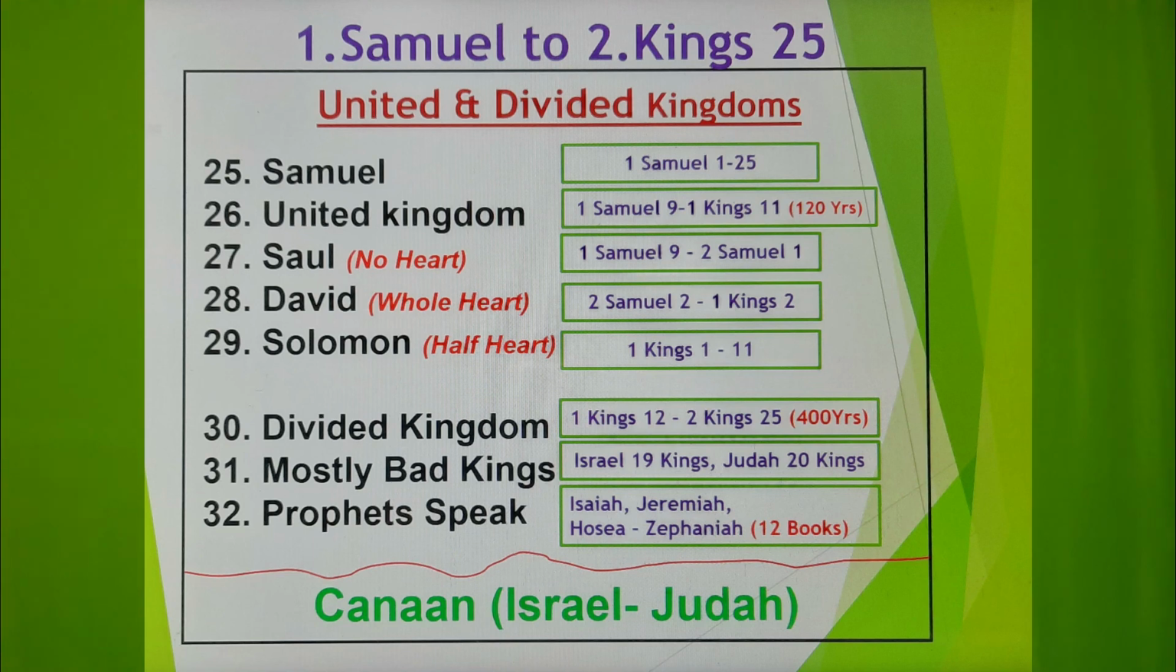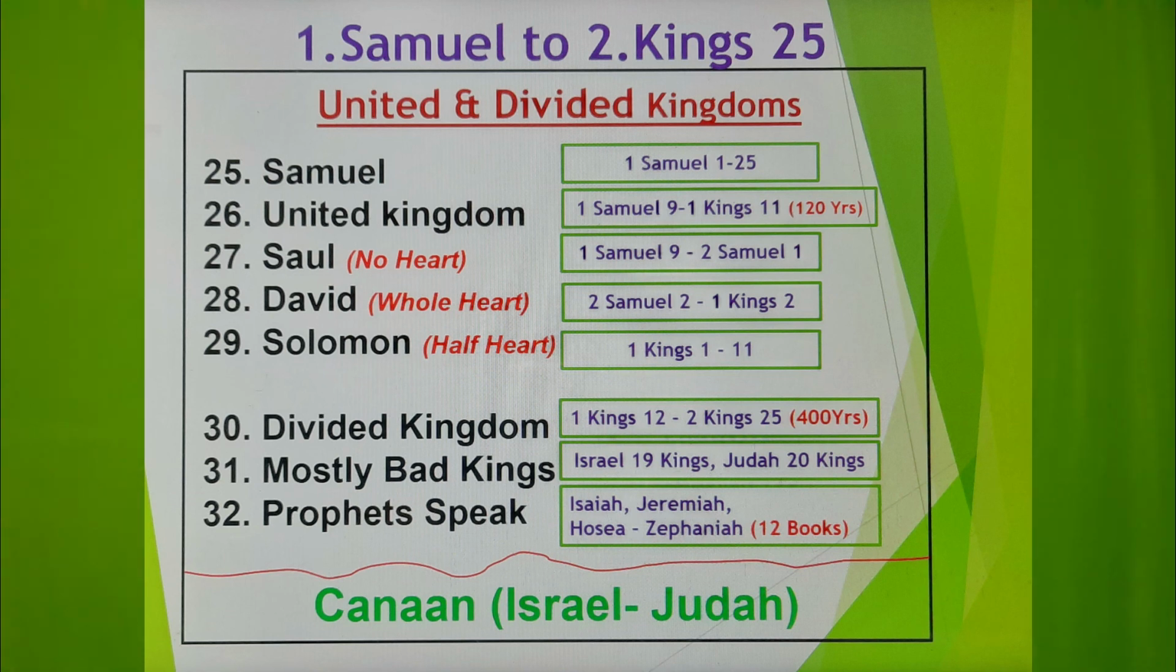2 Kings, both places. On the north side, totally 19 kings were there, and in the southern kingdom, Judah, 20 kings were there. And note the names: northern kingdom Israel and southern kingdom Judah. In Israel, totally, starting with Jeroboam, 19 kings were there. And in the south, Judah, there were 20 kings, starting with Rehoboam.